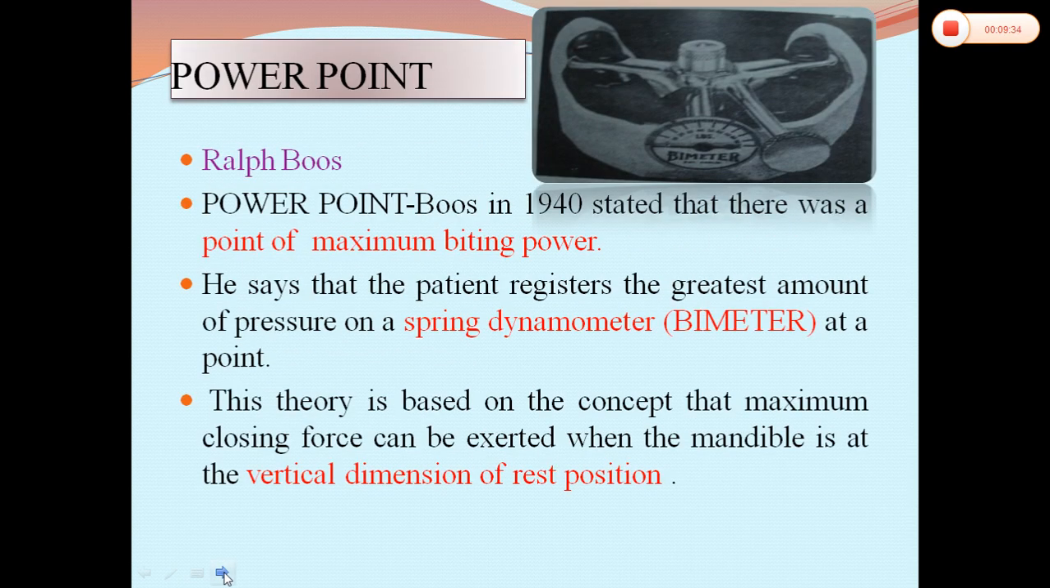Ralph Boss, in 1940, stated that there was a point of maximum biting power. He says that the patient registered the greatest amount of pressure on a spring dynamometer, a bimeter, at a certain point. This theory is based on the concept that maximum closing force can be exerted when the mandible is at the vertical dimension of rest position.